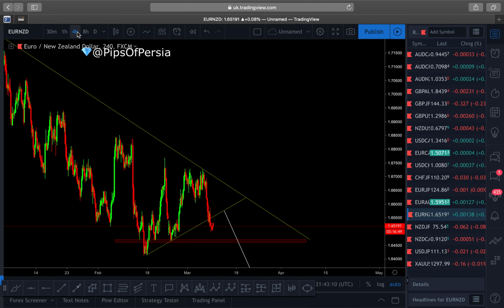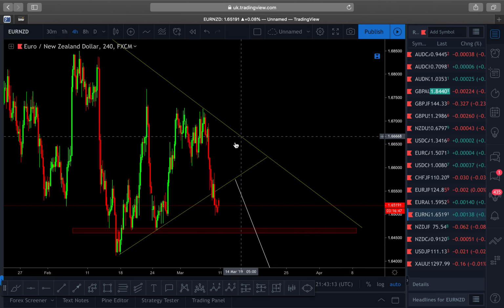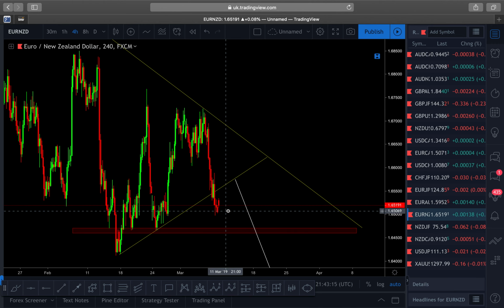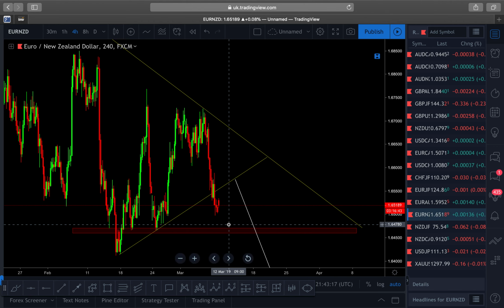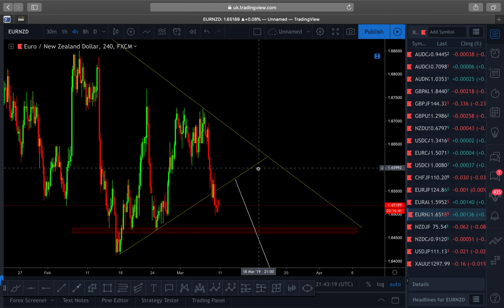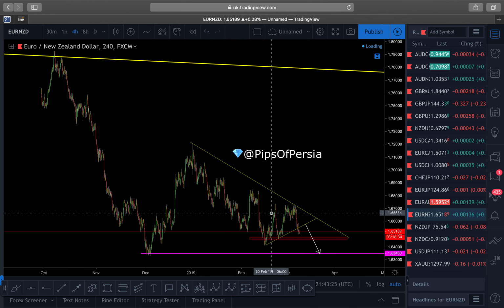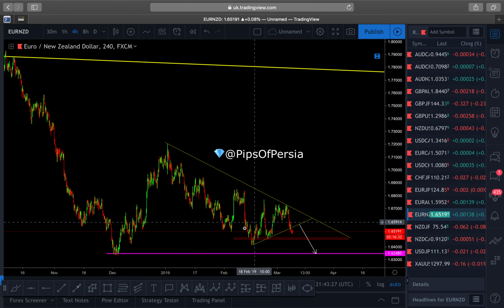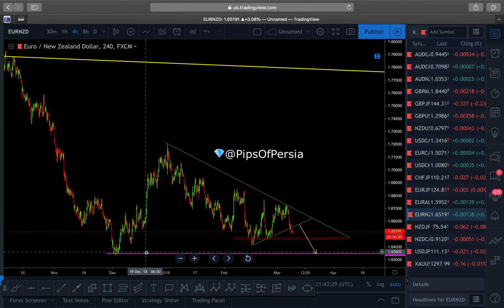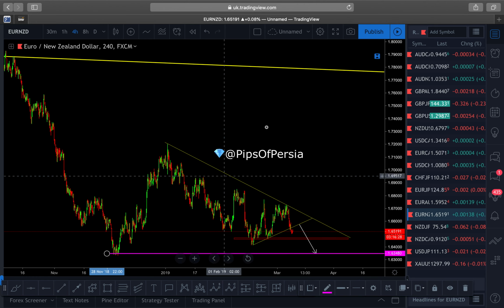Euro versus New Zealand dollar. Again, euro pairs are all kind of similar. They've all had a massive bearish move, awaiting a pullback for potential sells to come into place. Again, broken to the downside of this trend line, awaiting a pullback and the continuation to the downside. Very, very simple analysis. My final take profit zone will be 1.6348, which is this previous reversal zone down here.